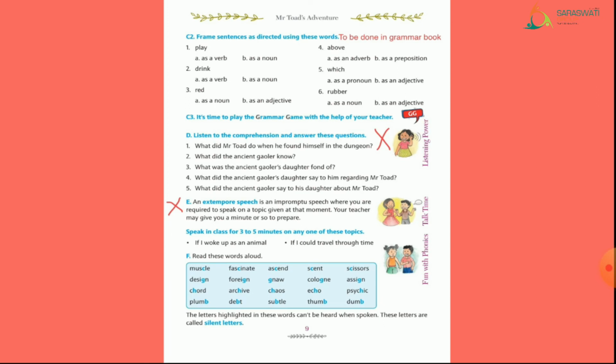Now let me read the words for you. Muscle, design, cord, plumb, fascinate, foreign, archive, depth, ascend, gnaw, chaos, subtle, scent, colon, echo, thumb, scissors, assign, psychic, dumb. Now the letters highlighted in these words can't be heard when spoken.